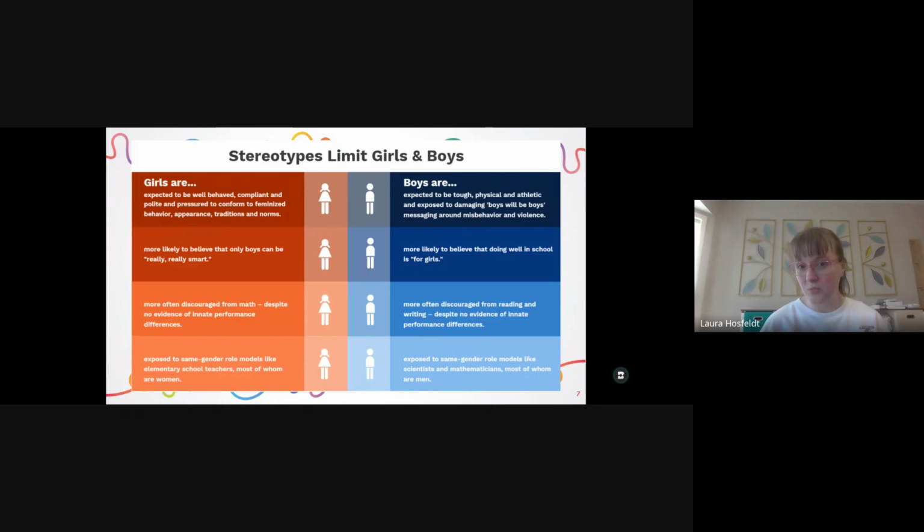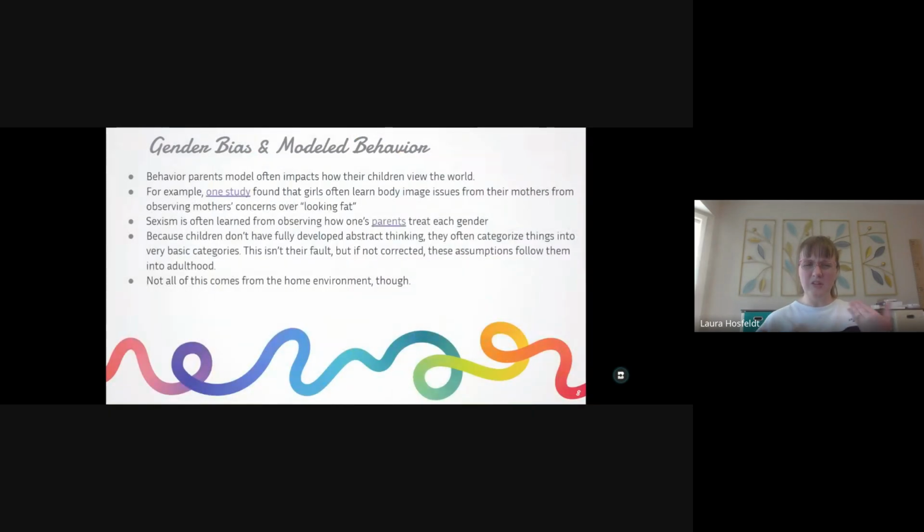And the same thing happens whenever we have these gender limitations as well. So it's really important that you see people in these fields. Otherwise, you don't necessarily perceive it as something you can do, right? So we talk about gender bias and modeled behavior. How parents model behavior often impacts how their children view the world. So, for example, women are more likely to pass on to their daughters body image issues because if a woman is concerned about looking fat, her daughter subliminally picks up on that. So no pressure, women, if you've got daughters, but that's something you've got to think about, right?